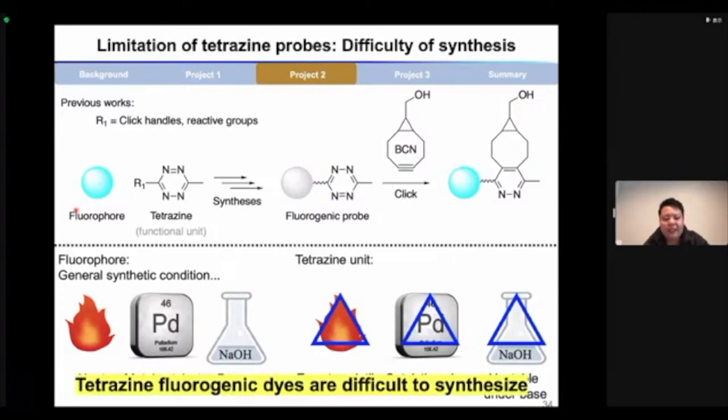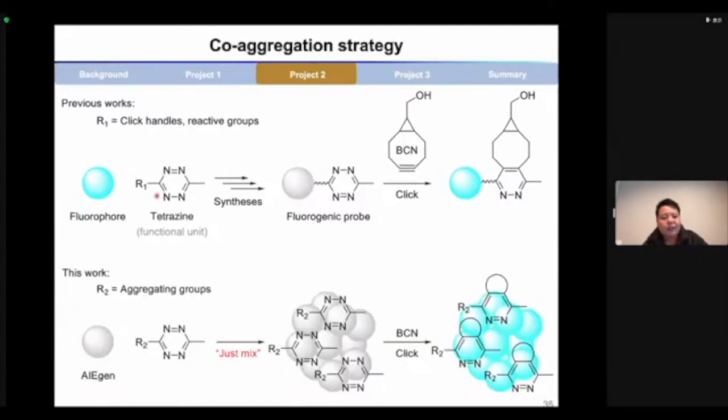I considered whether I can skip this synthesis procedure by using the aggregate formation again. So this is the idea I considered. Beforehand, you need to prepare the fluorophore and tetragen, and using an organic reaction, you need to connect the tetragen and fluorophore. But in my work, I considered that if you can tune the aggregatability or hydrophobicity, more easily said, of the fluorophore and tetragen together, by just mixing them in water, they may form a co-aggregate. And I considered that this co-aggregate might work the same as the covalently bonded tetragen fluorophore conjugates.